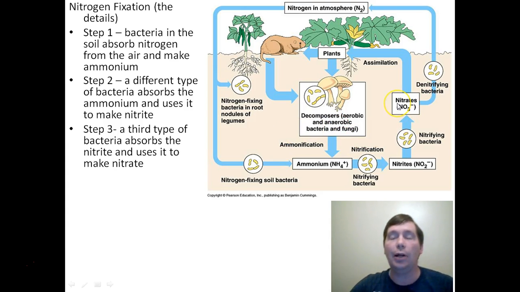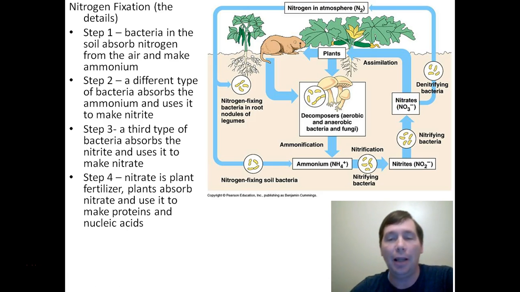Well, once we have nitrate, we finally have something that something other than a bacteria can use, specifically plants. Nitrate is plant fertilizer. All fertilizers out there are one of two things. They're either phosphorus or they're nitrate. So nitrate is a plant fertilizer, and plants are able to absorb this nitrate and use it to make nucleic acids and proteins. So this is how plants are able to get their nitrogen: they absorb this nitrate that was made by bacteria, and then once the plants absorb that nitrate, they're able to use it to make the things that they need nitrogen for, nucleic acids and proteins.